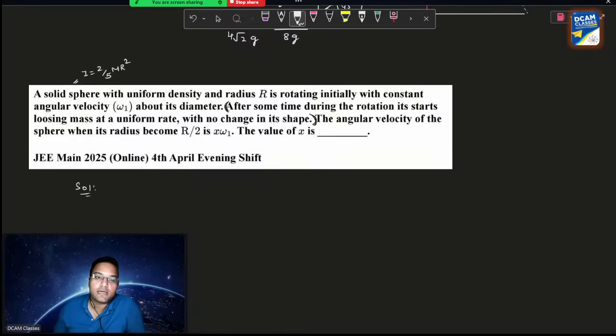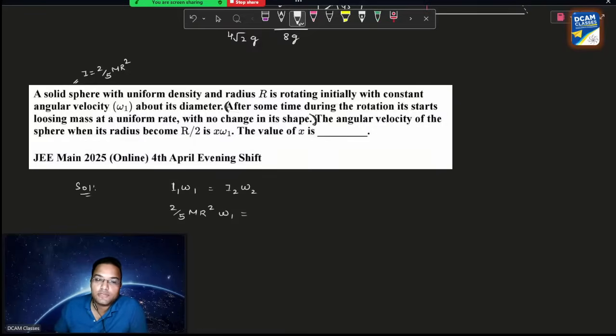So we'll directly apply conservation of angular momentum because there is no external torque involved. Everything which is done is internal. So I1 into omega 1 is equal to I2 into omega 2. Initial moment of inertia is 2 by 5 mr square into omega 1. Now finally, see how it lost the mass, it's not necessary. That's why I said this line is not important at all. Finally, its radius has become r by 2. It has not changed its shape.